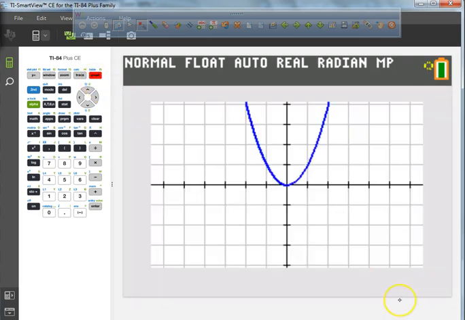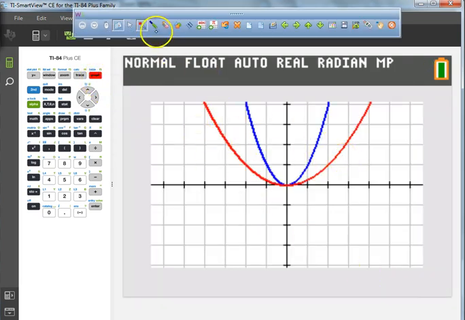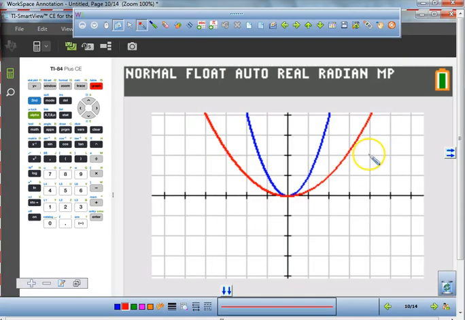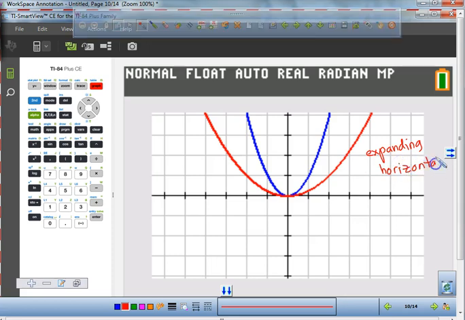Now when we hit graph, look how wide this one is. So what's happening with this graph? This is called expanding horizontally. So where are we going? We're going not away from, we're going towards the x-axis. We're getting closer and closer to it. So our a value is going to be between 1 and 0. That's if you wanted to expand it horizontally.